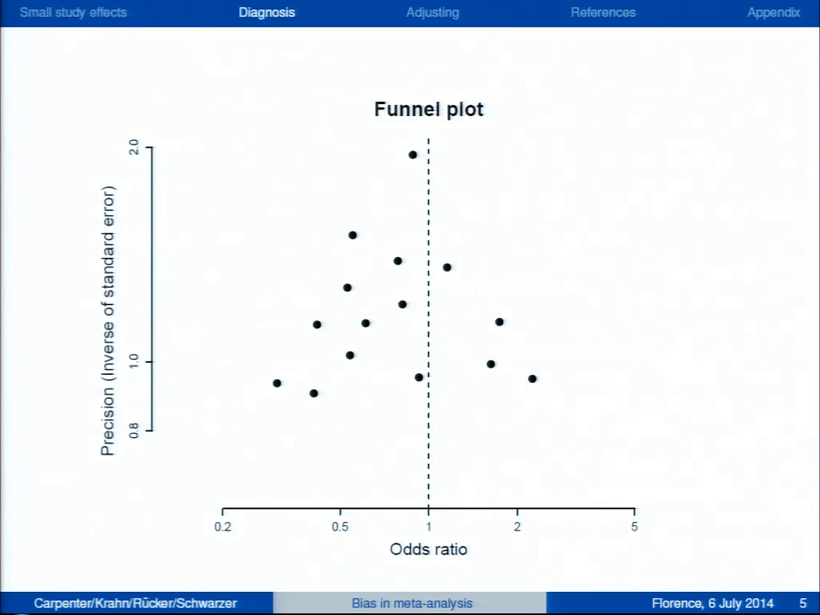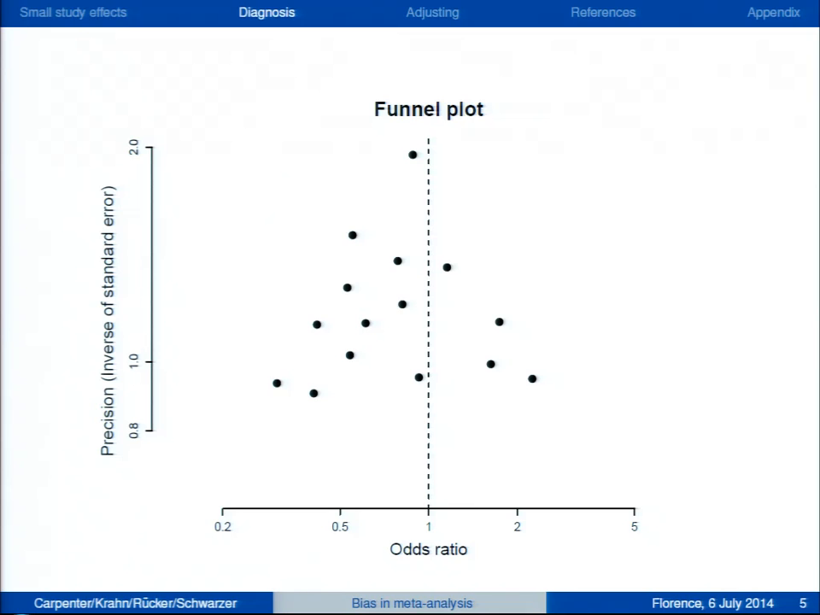So the measure of precision here is the inverse of the standard error. Often you see the inverse variance, or simply the sample size of the study, or the standard error, but in a reverse scale. So we have some measure of precision. At the top of the plot, there are the large studies, and at the bottom of the plot, there are the small studies. And for statistical reasons, it is clear that these large studies have smaller standard error or higher precision. So the estimates for these are very precise.